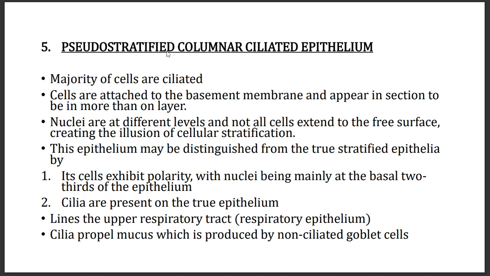Pseudostratified. Now, when we say pseudostratified, it means it appears as though it has a single layer, but it appears as if you have more than one layer. That is pseudostratified. It is columnar because it is longer, ciliated because it has got cilia. And this one you're going to mostly see in the respiratory tract.